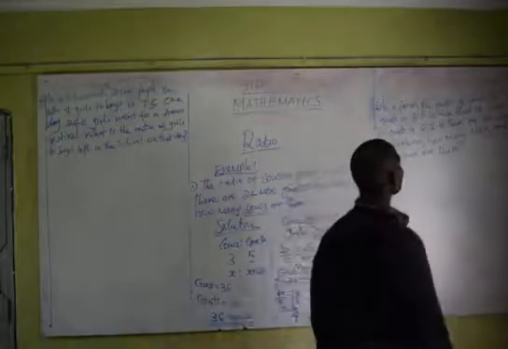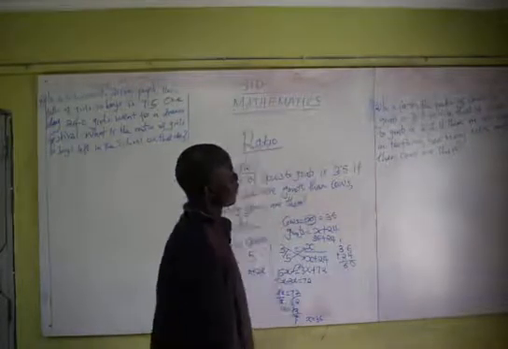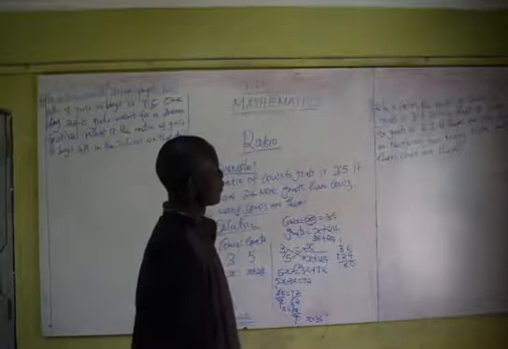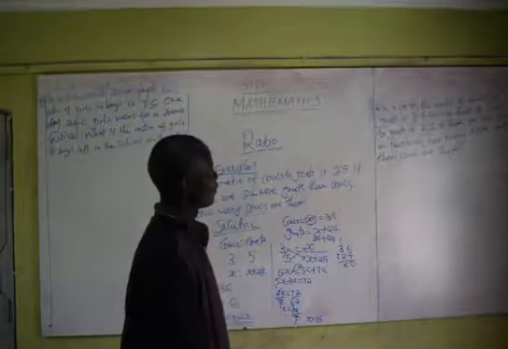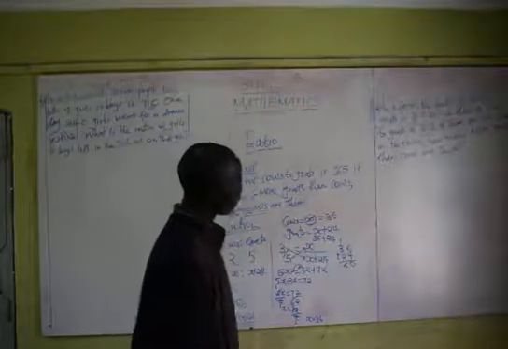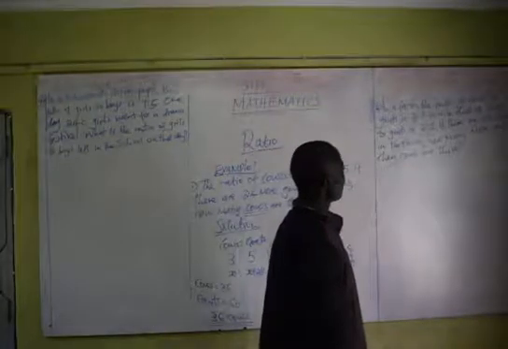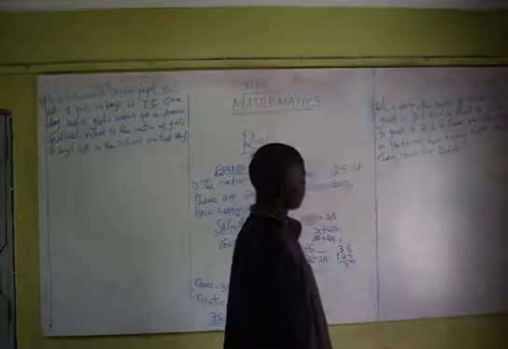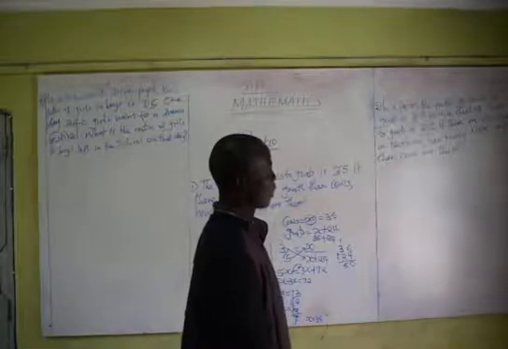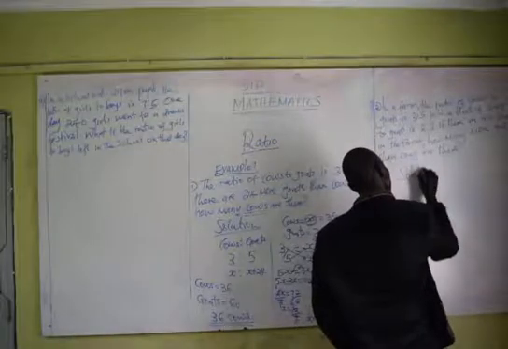So let us look at example 2. Example 2 says, in a farm, the ratio of cows to goats is 3 to 5, while that of sheep to goats is 2 to 3. But the question says, if there are 40 sheep in the farm, how many more goats than cows are there? So again, let us look at the solution.